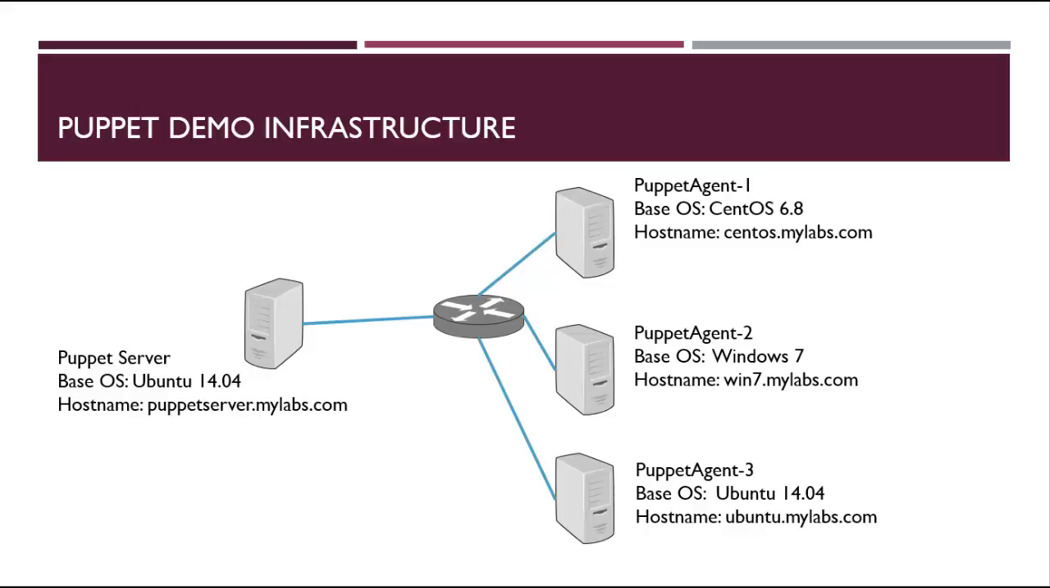So we are going to have 4 machines. One machine will act as Puppet server, in which I have already installed Ubuntu. The host name is puppetserver.mylabs.com. The remaining 3 systems will act as Puppet agents, in which my first agent will have CentOS 6.8, second agent will have Windows 7, and the third agent will have Ubuntu.